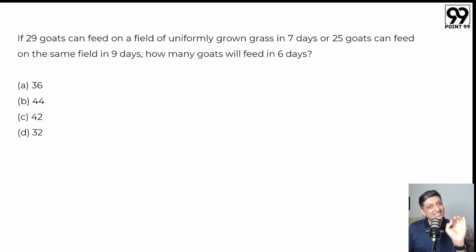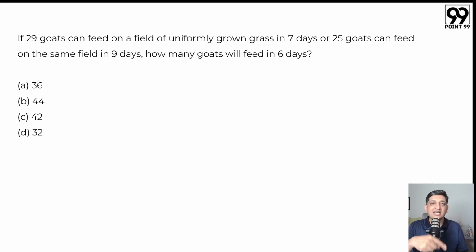The problem here is there is one small concept involved, which a lot of you might not be able to think of, which is that grass grows uniformly. Which also means that whenever the goats are grazing, suddenly the grass does not stop growing. It will keep on growing as well.